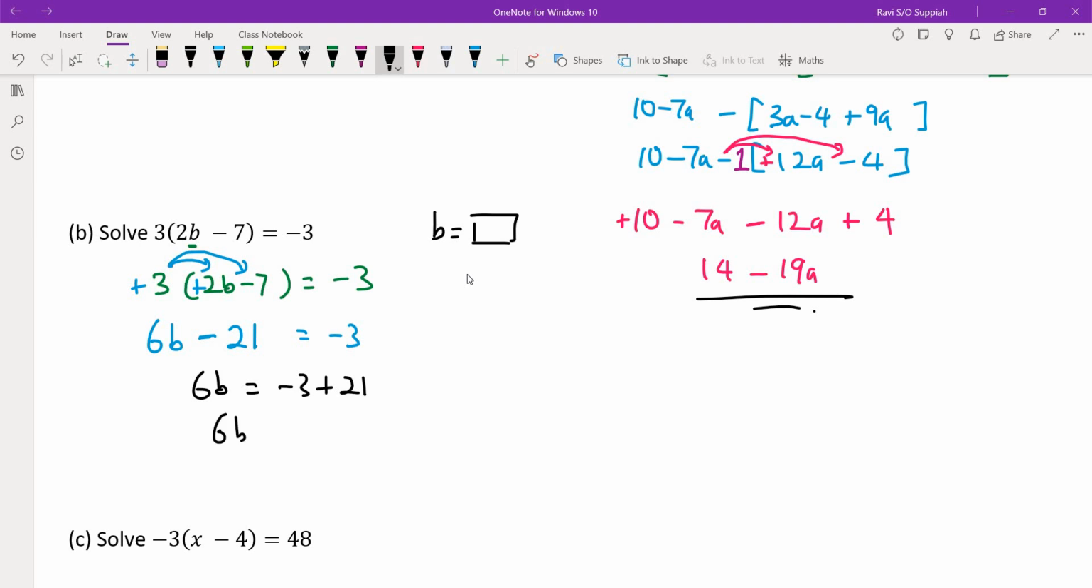So 6b is equals to 21 minus 3, which is 18. So b is equals to 18 over 6. So b is equals to 3. That is the final answer here.